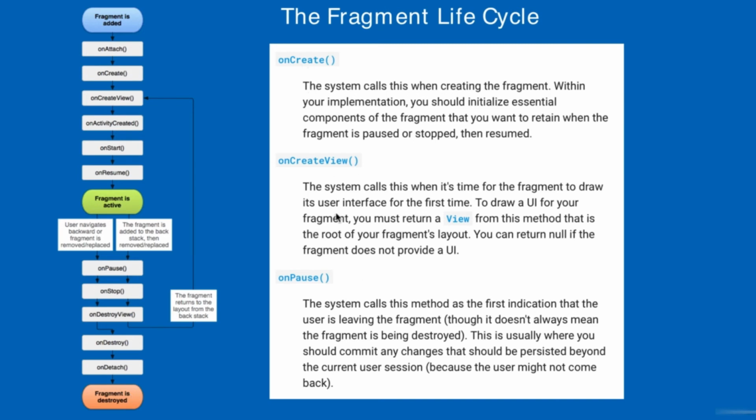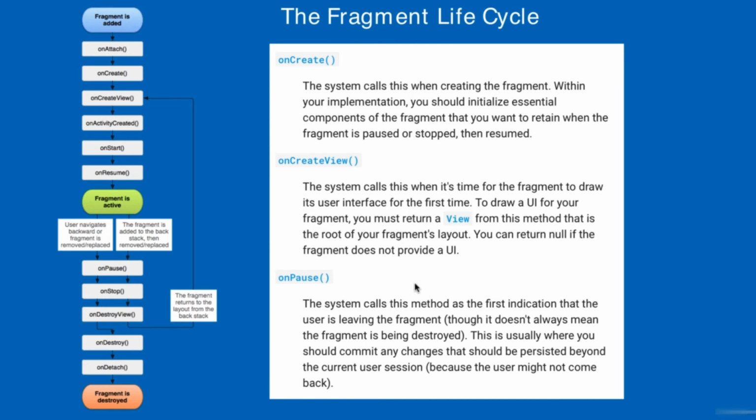So here are some of the methods that can run there and that you can do something in. For example, in onCreate, the system calls this when creating the fragment. The onCreateView method will run when it's time for the fragment to draw its user interface for the first time. And onPause, the system calls this method as the first indication that the user is leaving the fragment, and this is usually where you should commit any changes that should be persisted beyond the current user session.